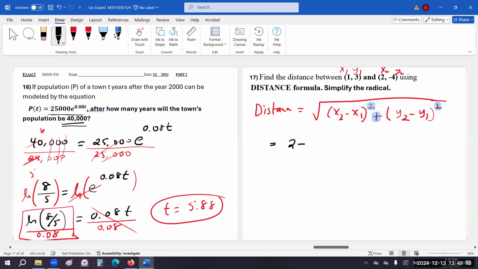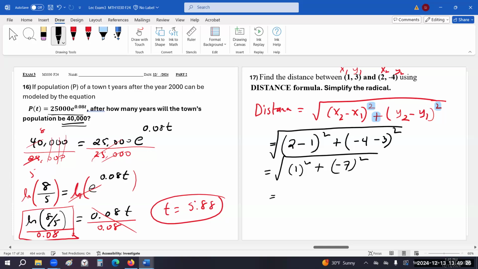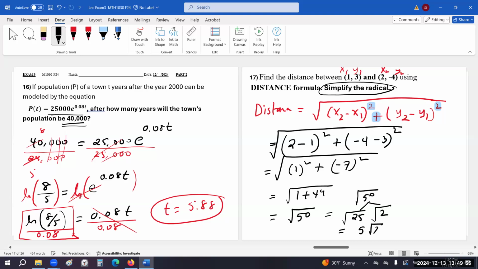So x2 is 2 minus 1 squared. We add our y2 is -4. We subtract 3 squared. So we get 1 squared plus -7 squared. 1 plus 49. And then people forget to put the square root. What happened to the square root if you forget? And simplify the radical means don't use the calculator. So 50 is 25 times 2. So square root of 50 means square root of 25 and square root of 2. And square root of 2, you have no idea. So sometimes it comes in the non-calculator portion, so you have to simplify the radical. And if it's in the calculator portion, just use the calculator.